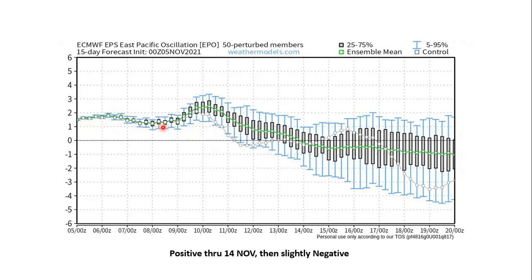European EPS, EPO 50 perturbed member forecast, showing a positive trend to the EPO today on the 5th of November, and in general, that EPO remains positive until we get closer to around the 14th of November, and then things go back down to negative territory beyond 14 November.